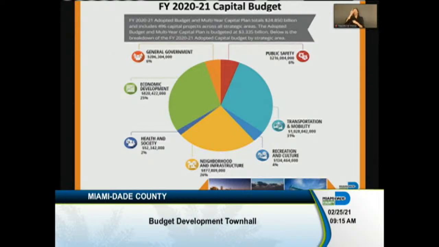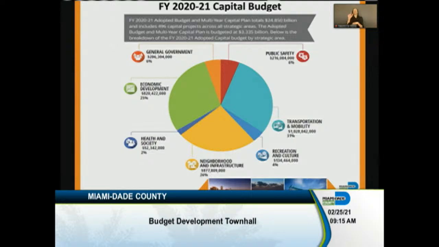The Recreation and Culture Strategic Area includes projects for the library system to construct new libraries such as Hialeah Gardens Library and the renovation of existing libraries. Projects in the Park and Recreation and Open Spaces Department include ADA improvements to access parks, refurbishment of park facilities, and the development of various greenways and trails to improve connectivity throughout Miami-Dade County.